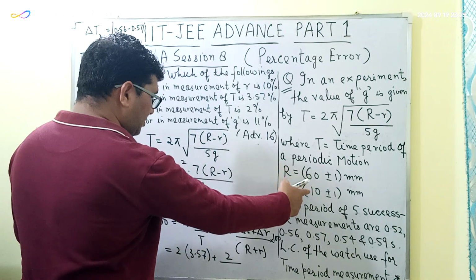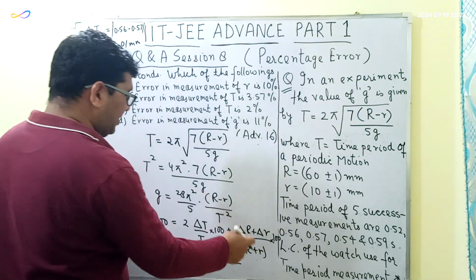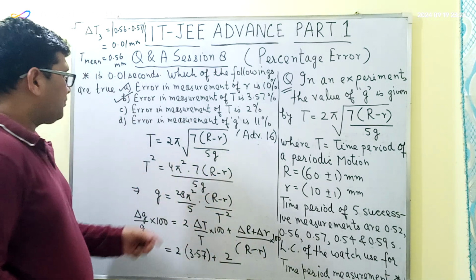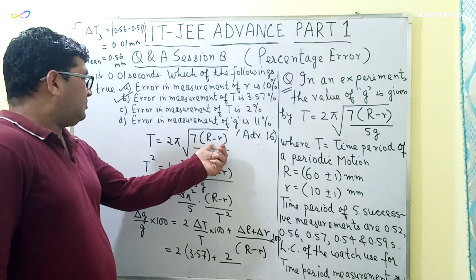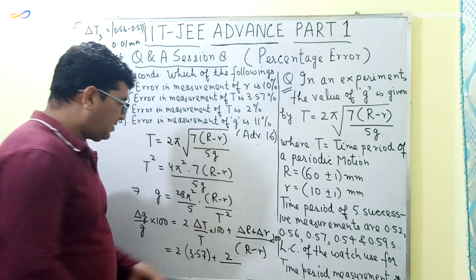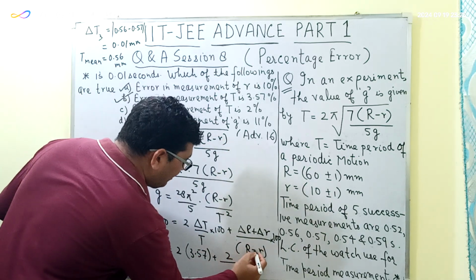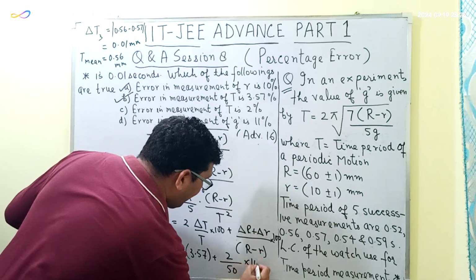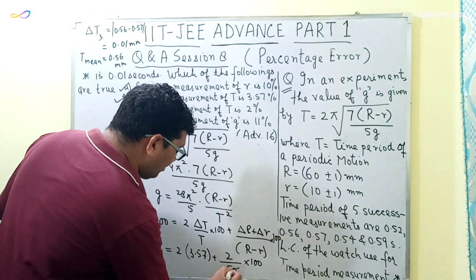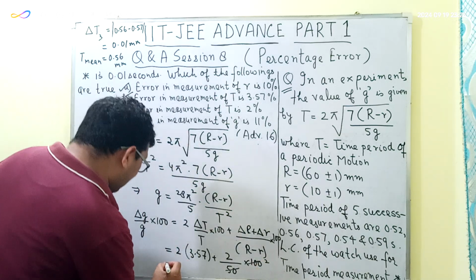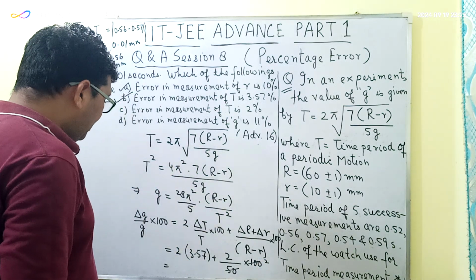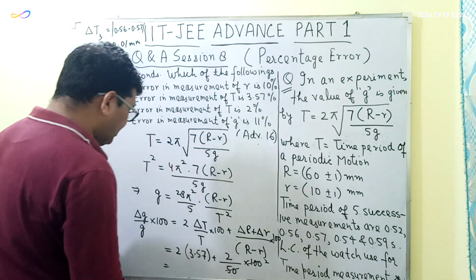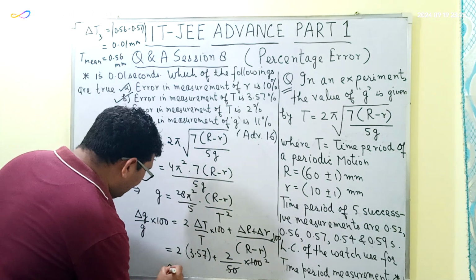Now the denominator will be R − r, because in this expression the value is R − r. So R − r will be equal to 50, it is 60 minus 10, into 100. So this is equal to 4. So finally, if I just multiply it, 3.57 into 2 will be approximately equal to 7, 7 plus 4, so this value will be approximately equal to 11%.